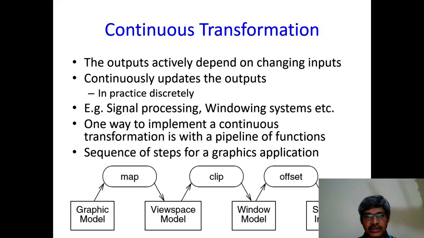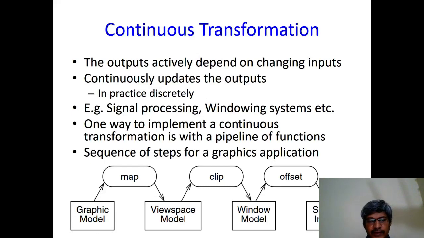Next comes the continuous transformation. In the continuous transformation, the outputs actively depend on the changing inputs. The inputs are regularly coming, and the outputs are continuously being generated. So it continuously updates the outputs. Continuous is a little bit of a loaded word here. In practice you will do it discretely. For example, after every input comes, you will produce output. So in discrete steps, you will be doing that.